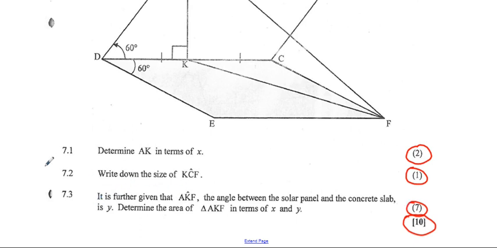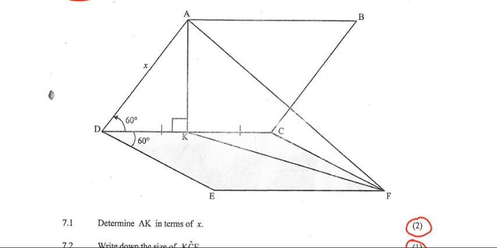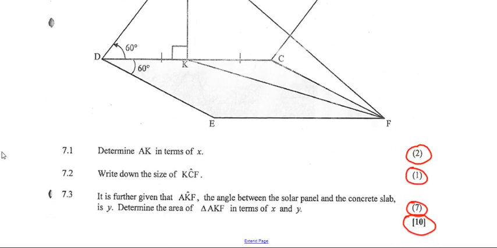Reading is also important. They are now telling you that angle AKF, which is the angle between a solar panel and the concrete slab, so it's at an angle. So go back to the diagram and try to figure out what it looks like. Okay, AKF, it looks 90 degrees, but it is not. Perception is important. Okay, so I'll leave this question to you. Remember, they want you to find the area of triangle AKF in terms of X and Y.